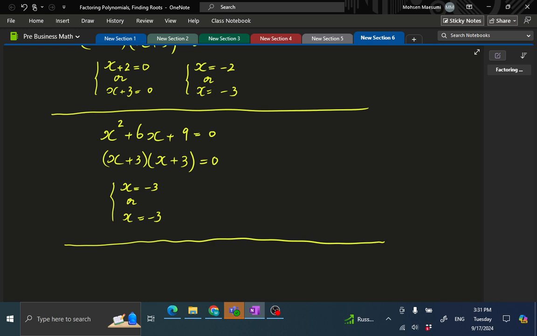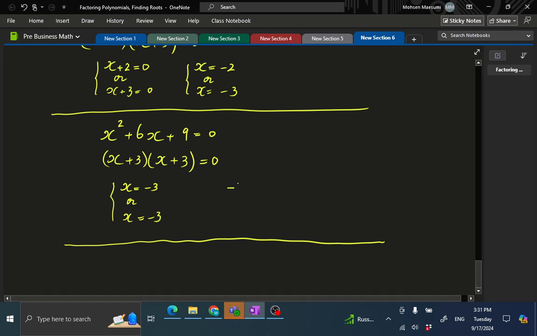So here's the official way of doing this in mathematics. We say the root minus 3 has multiplicity 2.